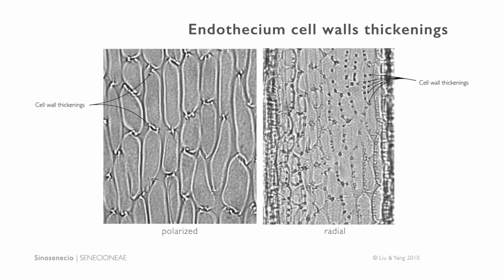And the other type is the polarized type, in which the cell wall thickenings are on opposite extremes of the cell. There's a third type of endothecium cell wall thickenings, which is the transitional type, in which we don't see any special thickenings around the cell wall.